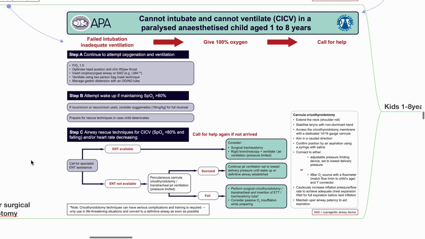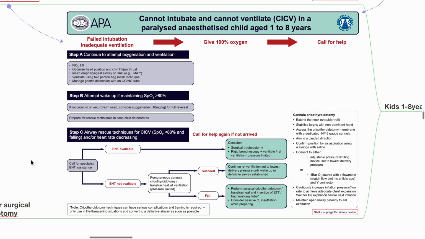Step C, airway rescue techniques for CICV. Call for help again if not arrived. Call for specialist ENT assistance. If ENT available, consider surgical tracheostomy, rigid bronchoscopy with ventilation, or jet ventilation, pressure limited. If ENT not available, percutaneous cannula cricothyroidotomy or transtracheal jet ventilation.